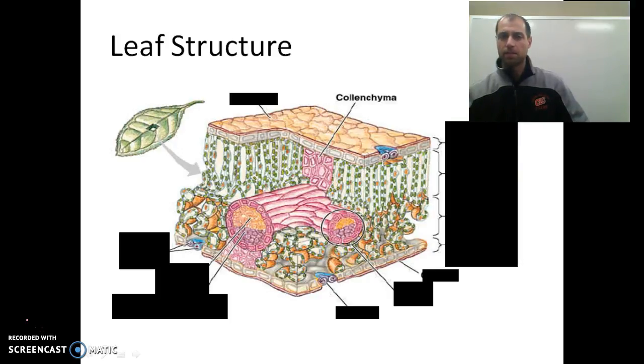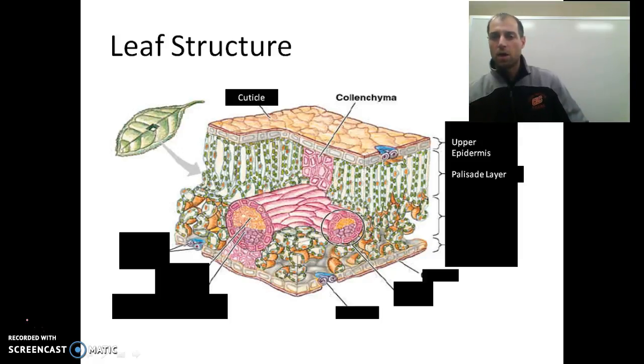is going to guide function. There are several parts to a leaf. The first part is the cuticle, and the cuticle is going to be that waxy covering. Then we have two layers of epidermis, and the first one is the upper epidermis, on the top of the leaf, basically an outer covering of skin on the leaf. The next layer is our palisade layer, and these are going to be long cylindrical cells, and they're going to have lots of chloroplasts. The reason they have lots of chloroplasts is because they're near the top and they want to soak in as much light as possible.